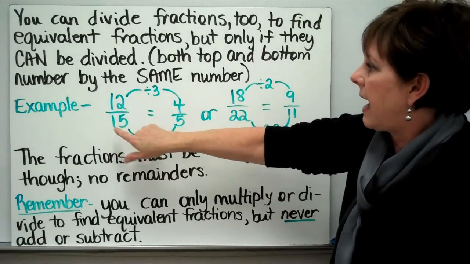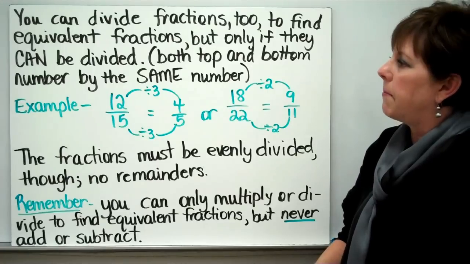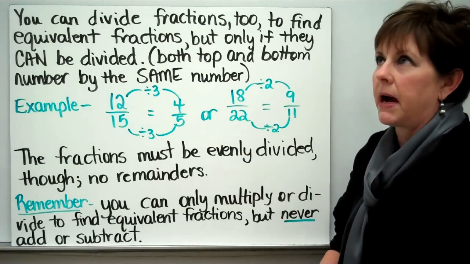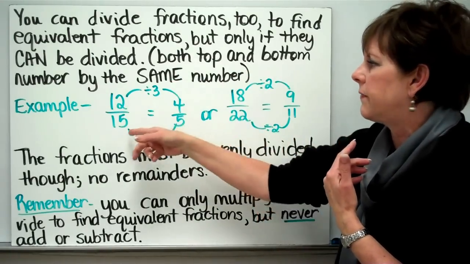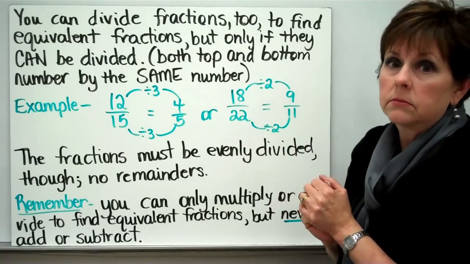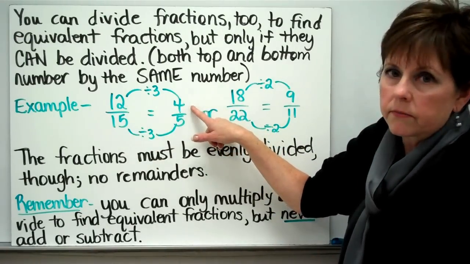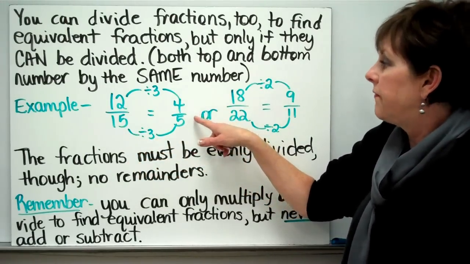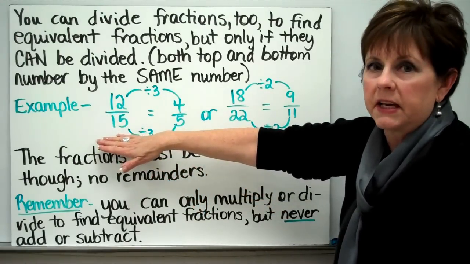Here's an example. Let's say I have 12/15. I think, what is a number that both 12 and 15 have in common that I could divide by? Well, 12 can be divided by 2 and 6, but they both have 3 in common. All right, so if I divide 12 by 3, I get 4. When I divide 15 by 3, I get 5. 4/5 is an equivalent fraction to 12/15.